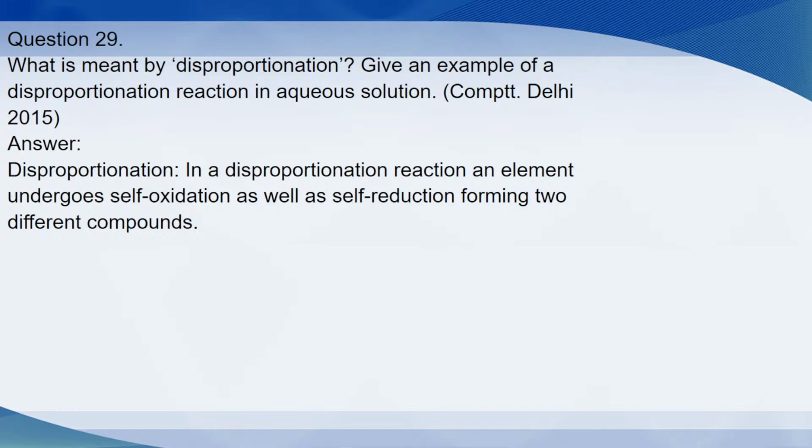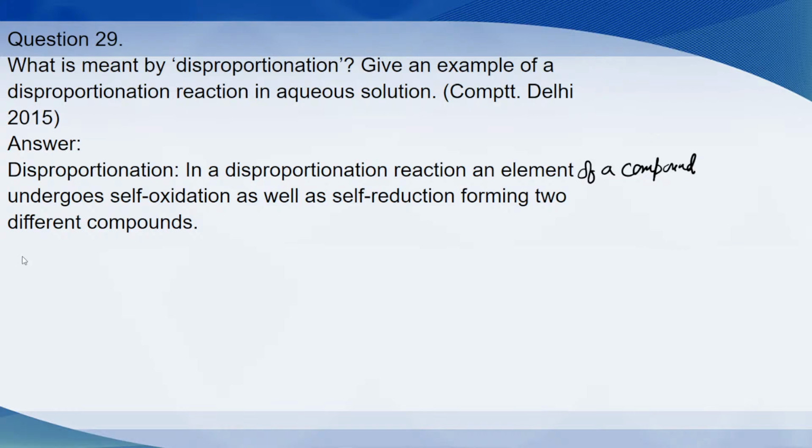That copper 1 plus. Disproportionation reaction, what is that? In a disproportionation reaction, an element of a compound undergoes self oxidation as well as self reduction, forming two different compounds.